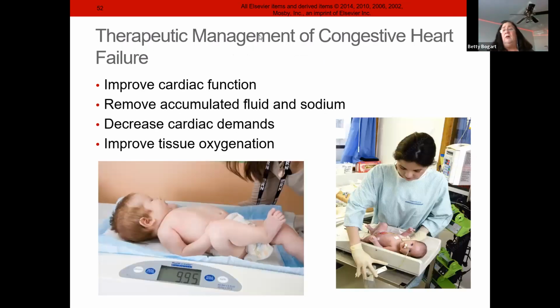So what is our goal? Well, we want the heart to beat better. We want to get rid of that fluid, and we want that heart to pump well and get oxygen back on that child. So what do we do? Well, this is a case that we would give digoxin to. It slows and strengthens the force of that heart, okay?